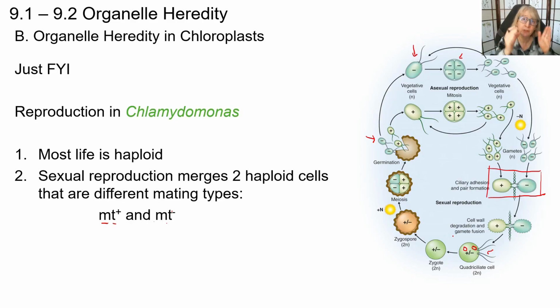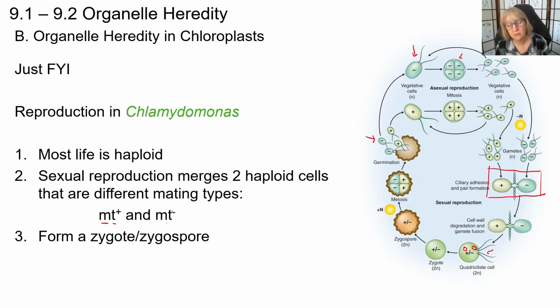Those nuclei will fuse, they'll go through karyogamy, and they form a zygote. This zygote here is a very short part of their life cycle that is actually diploid. You have to be diploid to go through meiosis. They form two different varieties of things together. They form a diploid cell.